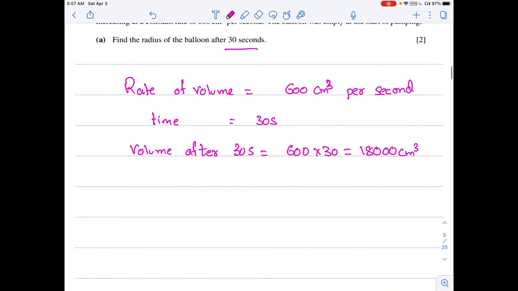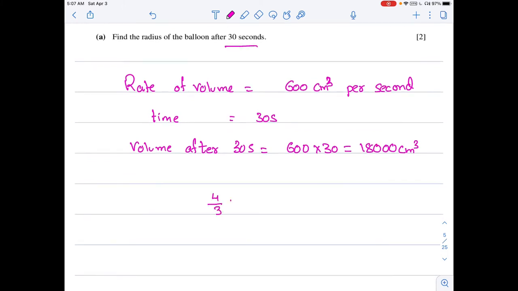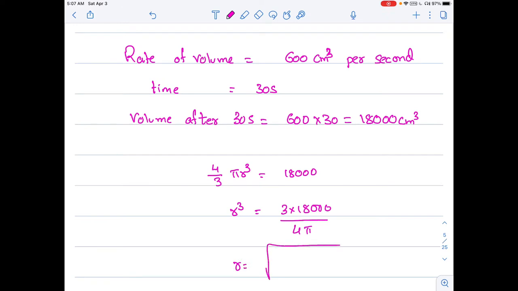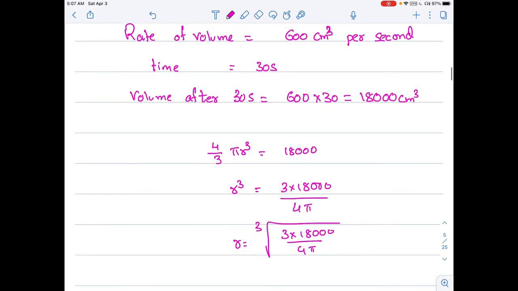The formula for the volume of a sphere is 4 by 3 pi r cube, which is equal to 18,000. So from there, r cube is equal to 3 times 18,000 divided by 4 pi. I need to find r, so r is equal to the cube root of 3 times 18,000 divided by 4 pi. I do this by calculator quickly, and to 3 significant figures the radius is equal to 16.3 centimeters. This is going to be the answer for part 1.